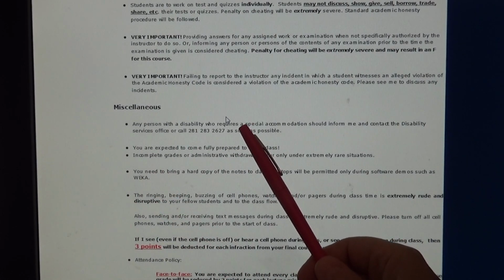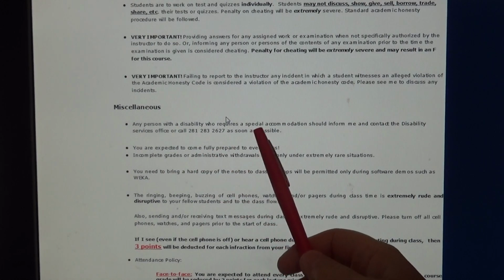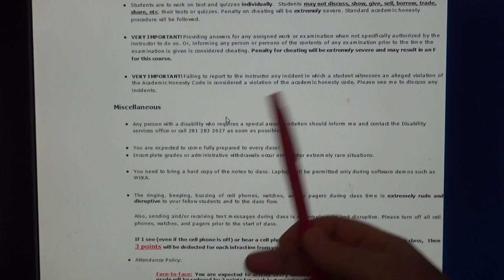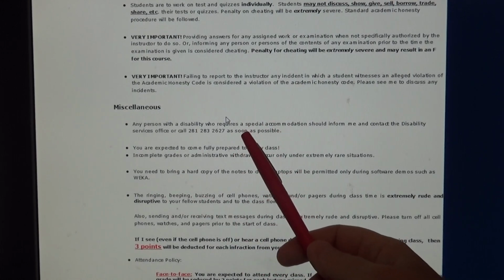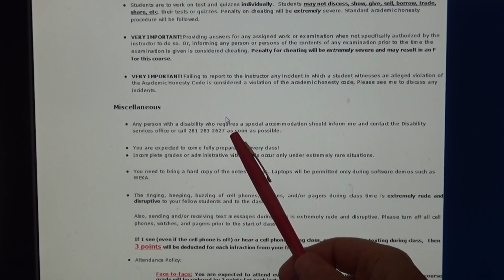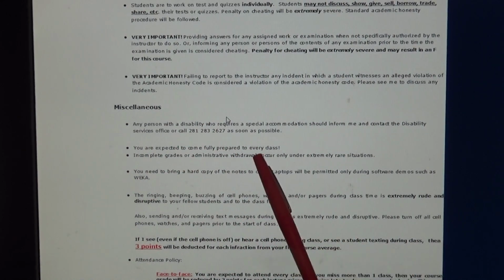One of which is if you have a disability, and sometimes I've had students who need tests in size 20 font, or they need assignments on blue paper. If you have anything that I need to be aware of, please go to disability services and also make me aware in the first week of classes.